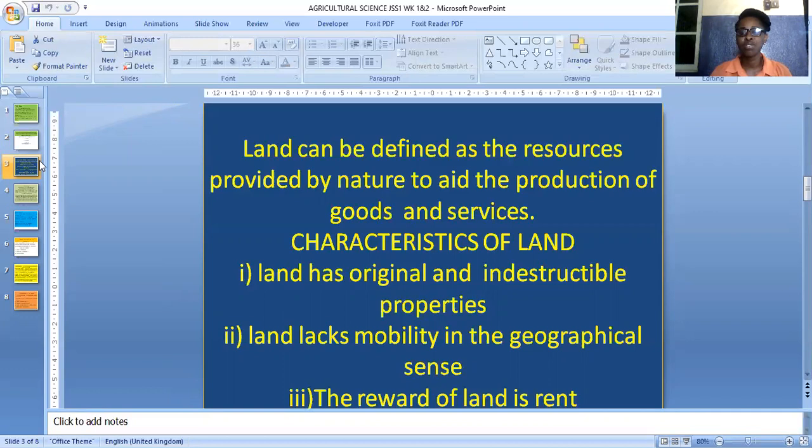What are the characteristics of land? 1. Land has original and indestructible properties. Land can never be destroyed. 2. Land lacks mobility in the geographical sense. Land cannot be transported from Lagos to Abuja. 3. The reward of land is rent. You can rent land, or you can also buy it, but the reward of land is rent. 4. Land is a primary factor of production.